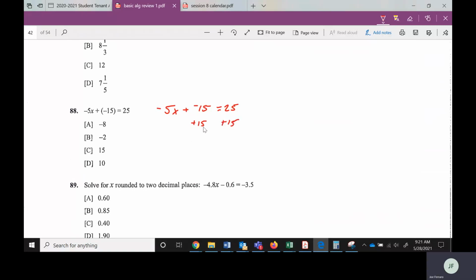Whatever you do on one side, you have to do on the other side. So these cancel out now. So you're left with the negative 5x. 25 plus 15 is 40. Okay. Then x is being multiplied by negative 5, so we're going to divide. Okay, these cancel out, so we get x. 40 divided by negative 5 is negative 8. So the answer is letter A.